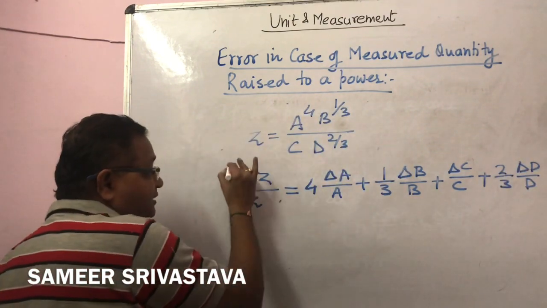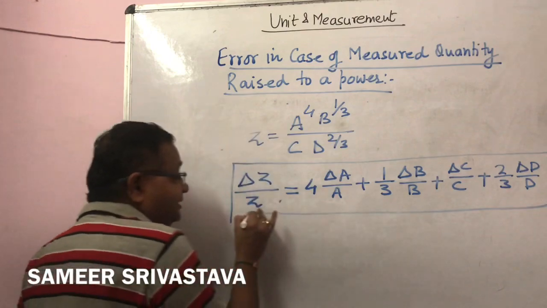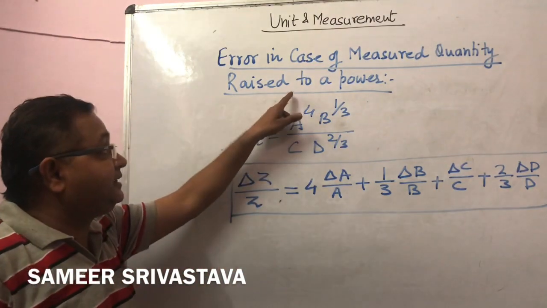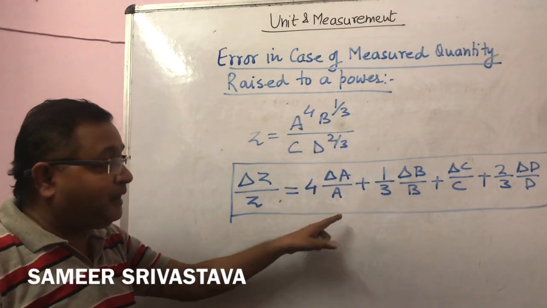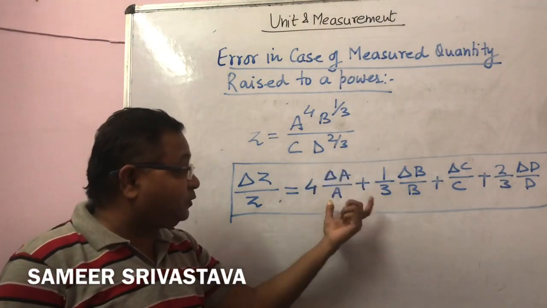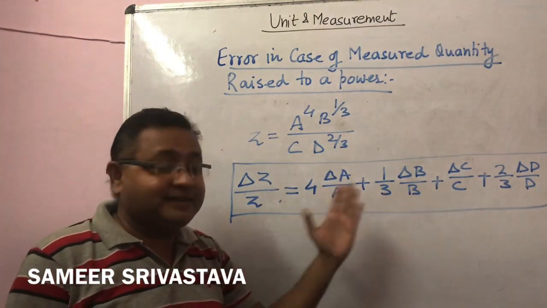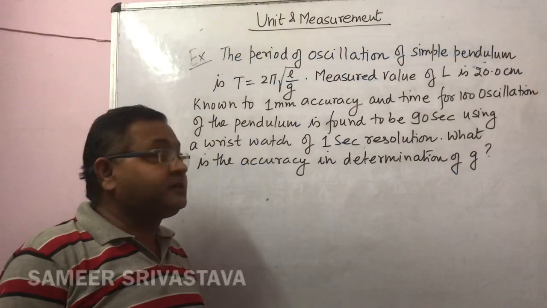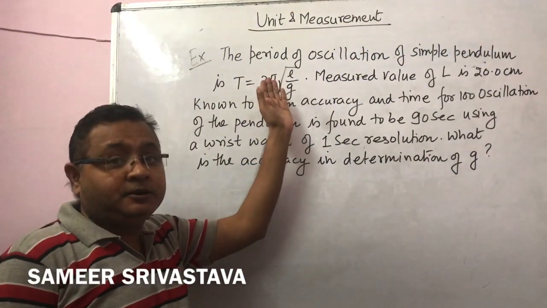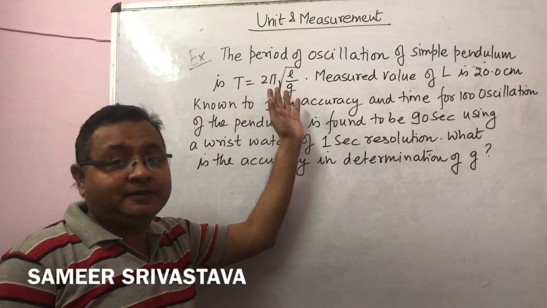So this is the maximum relative error in the case of the power condition. When a physical quantity has a power, you can write its relative error like this. Okay, hope you understand. Now students, here I am writing one question to explain how you find the relative error.